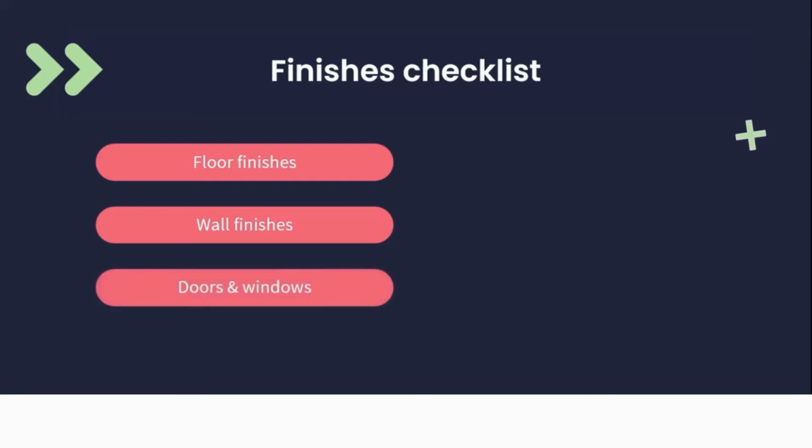From here, I look at what door finishes and window finishes look like. What is my door finish? Is it a timber frame? Is it a steel frame or a UPVC frame? And then what type of glass have I used? Have we used double glazed glass, single glazed glass, etc.?